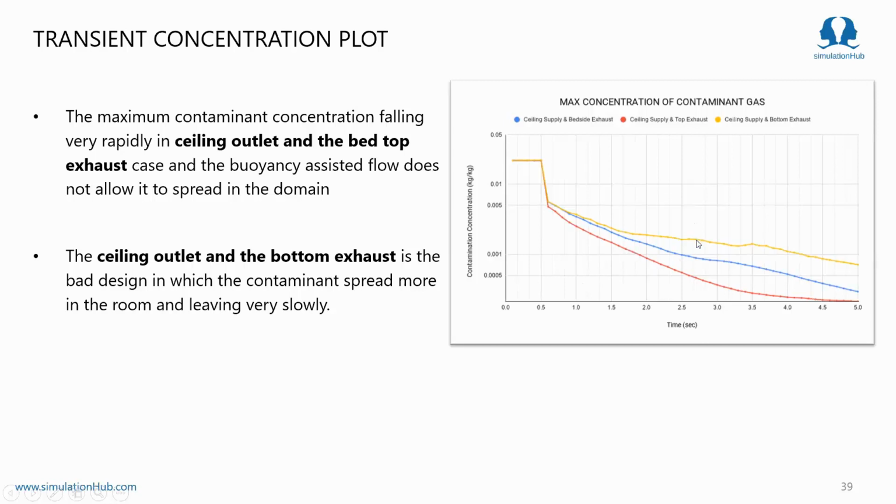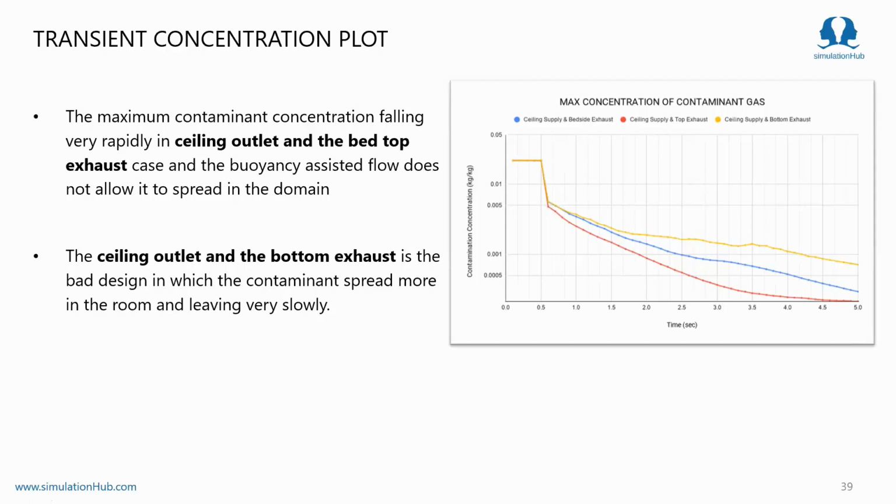Whereas you can see in design 1, that is the ceiling supply and bottom exhaust, there is a large recirculation zone, which gives high time for the spreading, and after that the contaminants also leave the room very slowly. So from this graph we can say that our ceiling supply and top exhaust model is a good design and is performing well compared to the other designs.